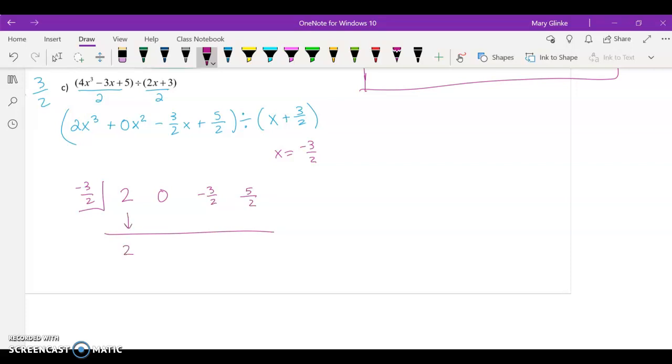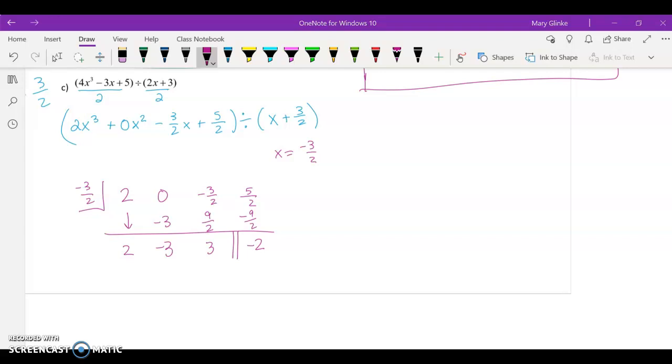We bring down the 2 and we multiply it back up. So negative 3/2 times 2 is negative 3. So I add down and I multiply back up to get a positive 9/2. Now negative 3/2 plus 9/2 is actually 6/2, but since it's 6 divided by 2, I can simplify that to just 3. And then when I multiply back up, I get negative 9 over 2, and I get negative 4 over 2 when I add down, which is just negative 2.